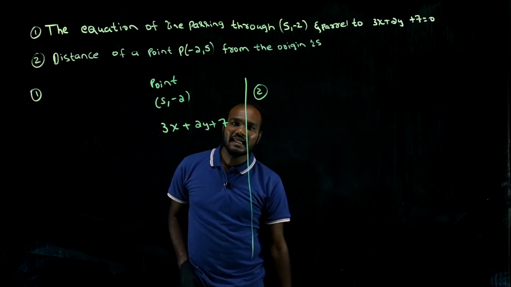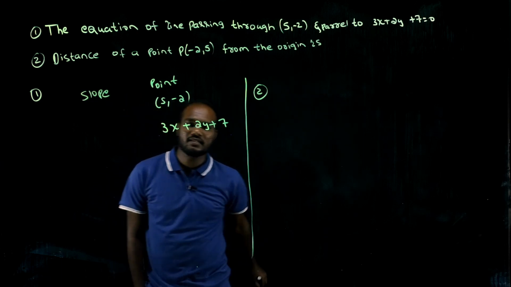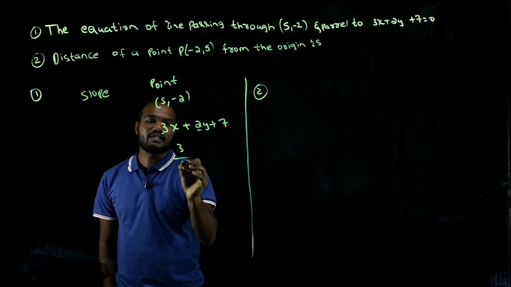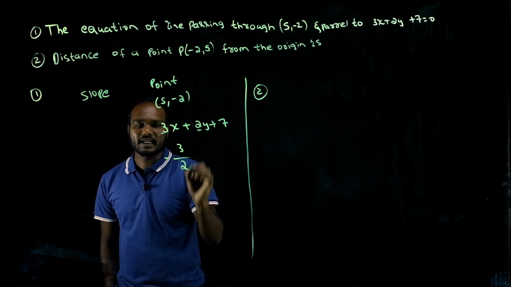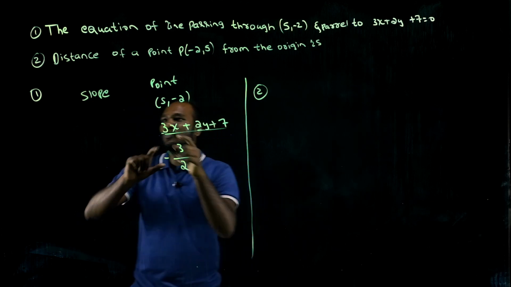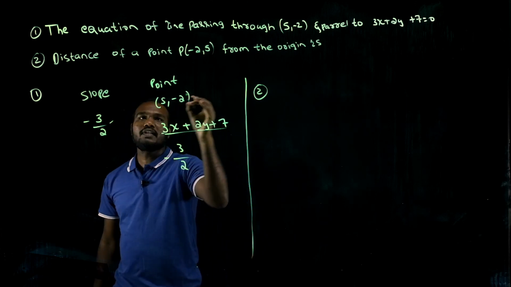To find the line equation, we need a point and slope. See here, the slope of this line: the x coefficient 3 and the y coefficient 2. If this is positive, you have to take negative. They have said parallel. This line is parallel to this, so the same slope will be the slope for the line that we have to write. There is a slope, there is a point.